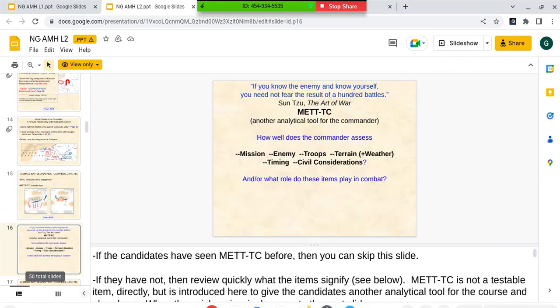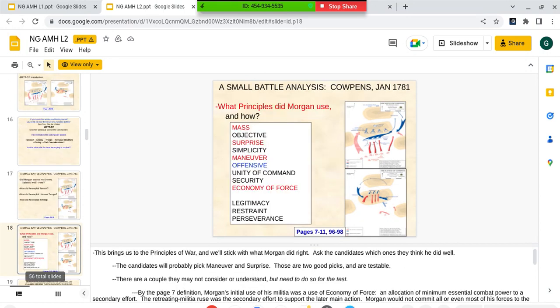That's not testable. This isn't testable. METTC, the comments say cover this if it has been covered before, but we all know about METTC, so let's just skip it and talk about what's directly testable.